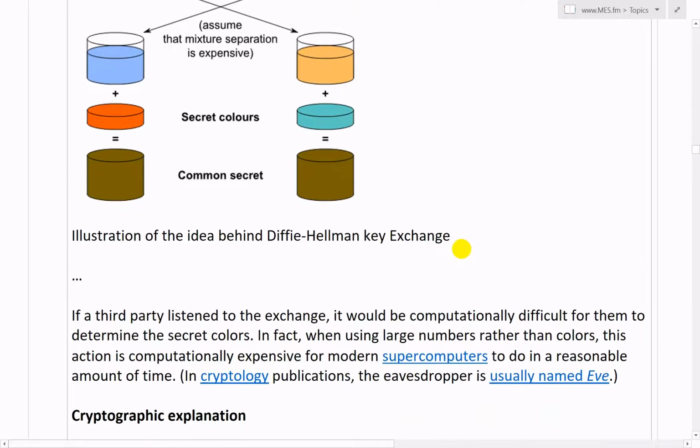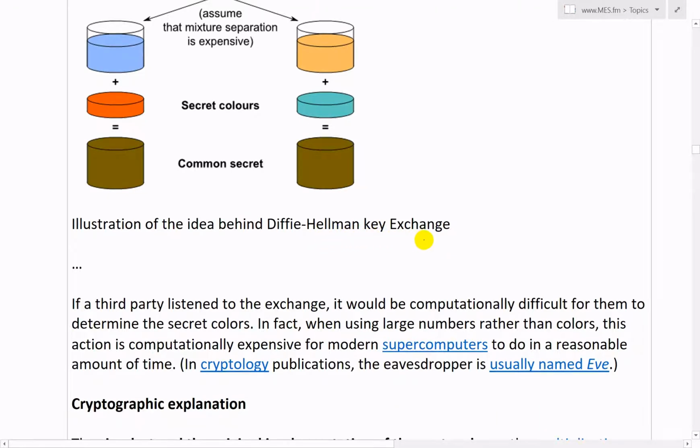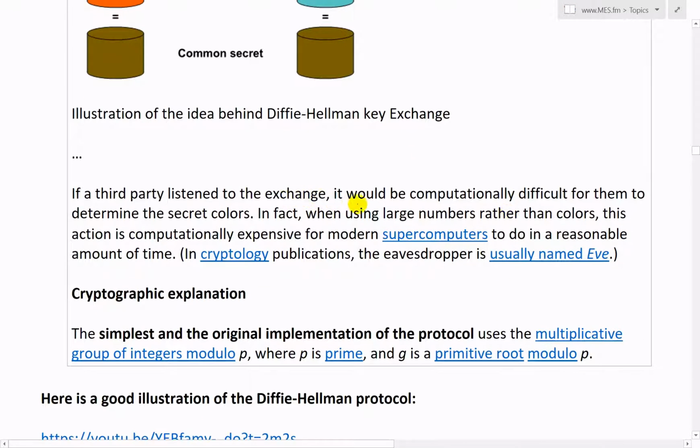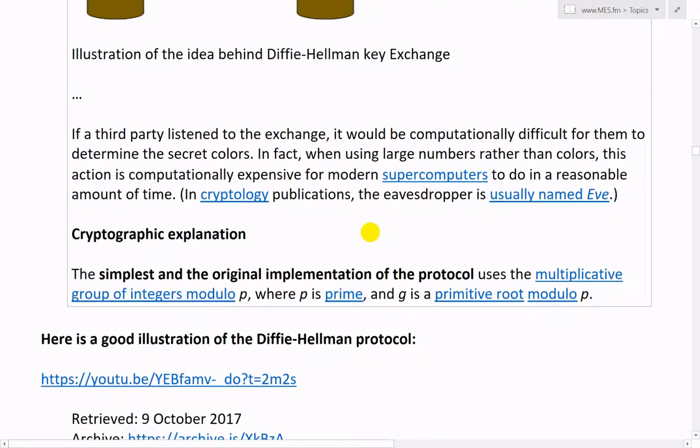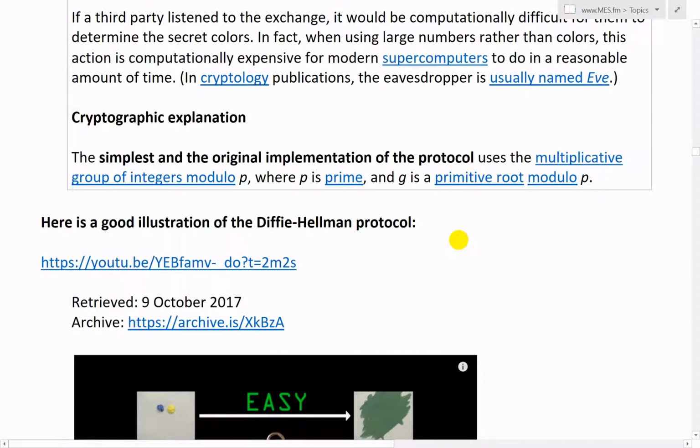So this is actually quite an ingenious illustration of the idea behind Diffie-Hellman key exchange. If a third party listens to the exchange, it would be computationally difficult for them to determine the secret colors. In fact, when using large numbers rather than colors, this action is computationally expensive for modern supercomputers to do in a reasonable amount of time. In cryptology publications, the eavesdropper is usually named Eve. In a cryptographic explanation, the simplest and original implementation of the protocol uses a multiplicative group of integers modulo p, where p is prime and g is a primitive root modulo p.